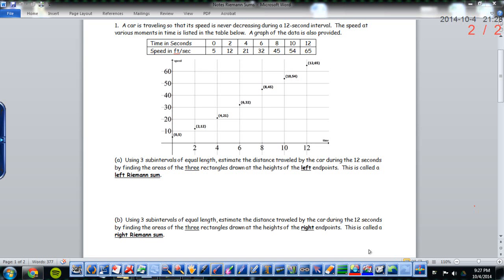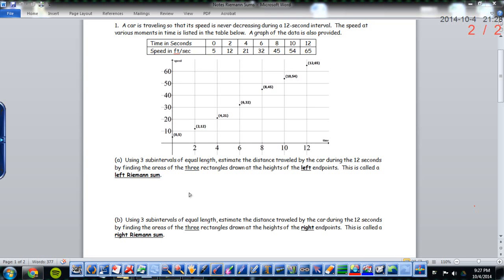All right, we are going to start chapter 4 by talking about Riemann sums. So let's just jump into this first example. We've got a car that's traveling so that its speed is never decreasing during a 12-second interval. The speed at various moments in time is listed in the table below. A graph of the data is also provided.